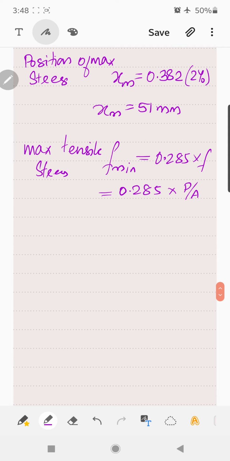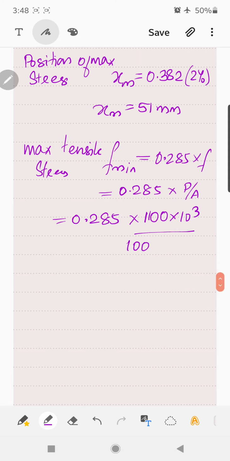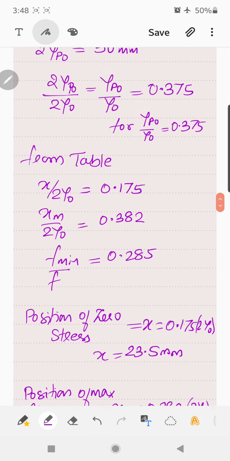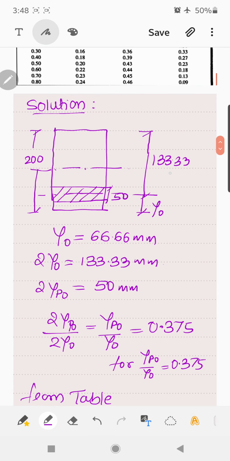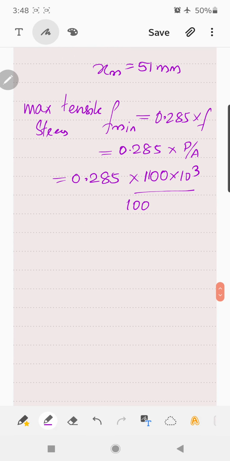Substitute this P by A. So it is 0.285, P is 100 into 10 to the power of 3, divided by the area, which is 100 by, you cannot take 200, it is 100 by 133.33. So this depth you have to take, you need not take the total depth. So it is for the eccentric problem, very important. So this is 100 by 133.33, and you will get f minimum equal to 2.13.